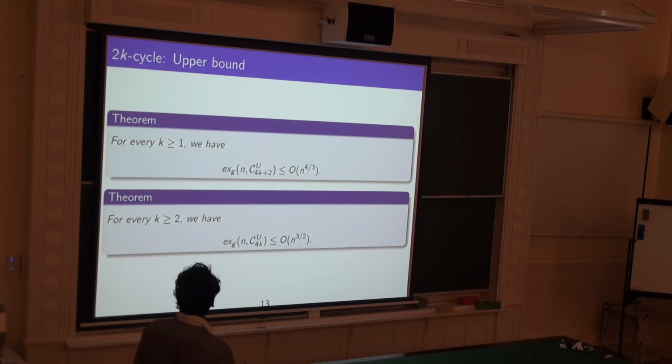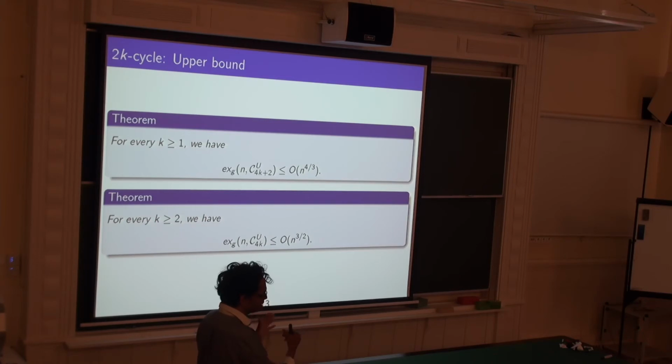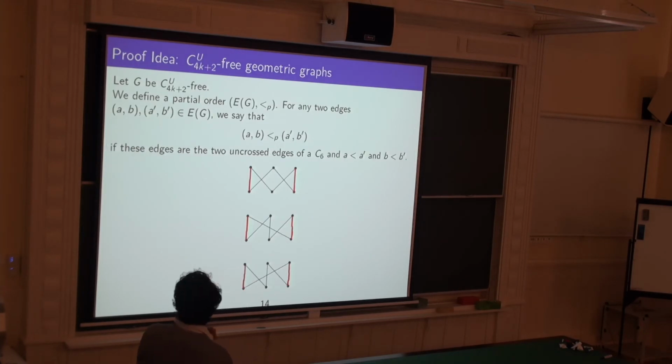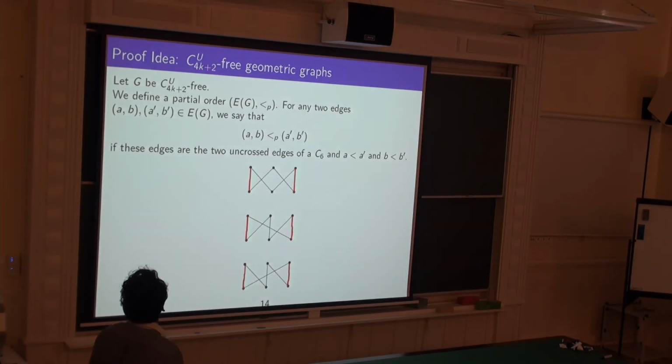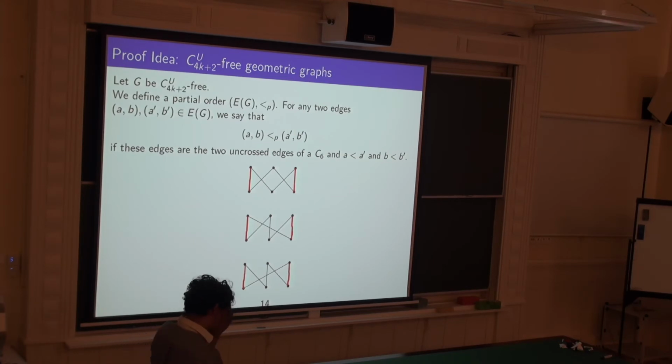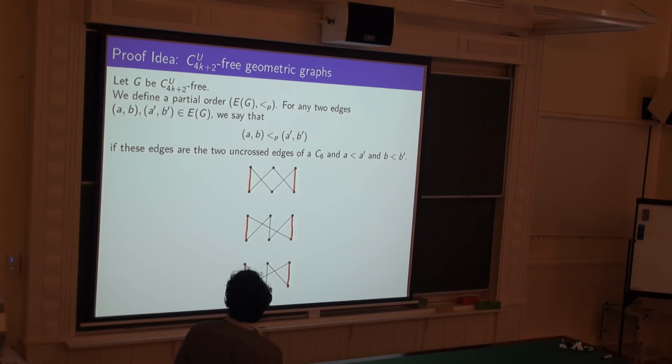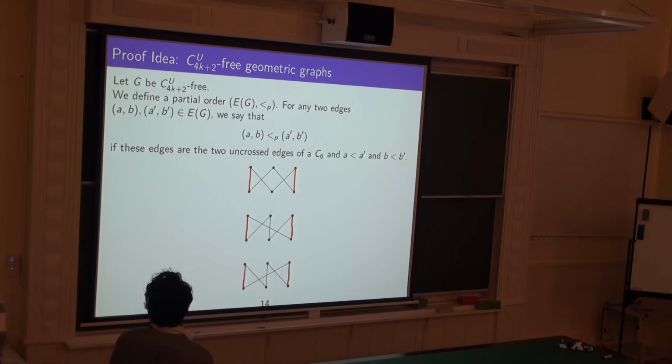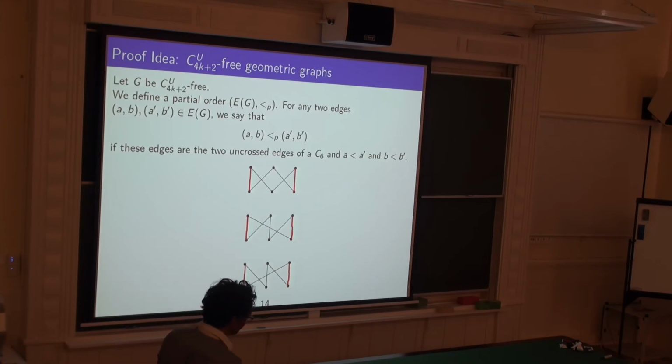Again, the notation C_{4k+2} means any even length cycle: when we draw it, it has at most 2 uncrossed edges, and this set is those cycles which have exactly 2 uncrossed edges, just as a reminder. So let's say G is a C_{4k+2}-free graph. G doesn't contain 4k plus 2 cycles with 2 uncrossed edges.